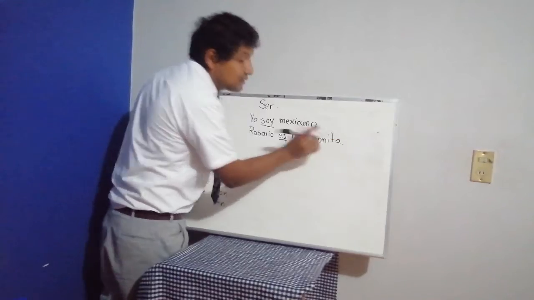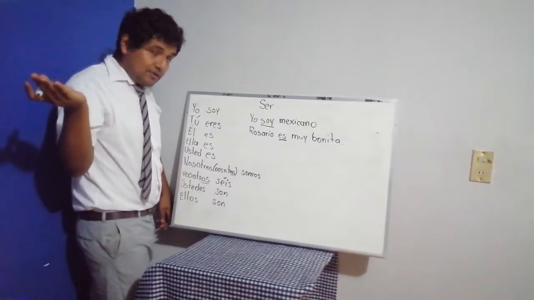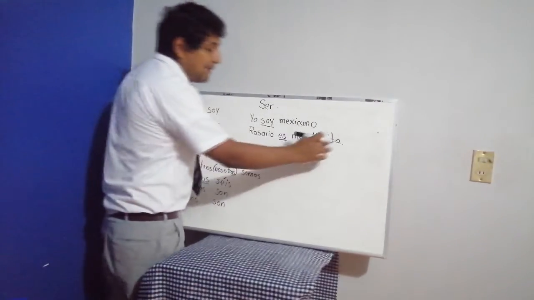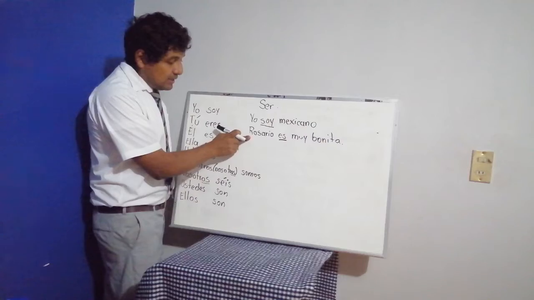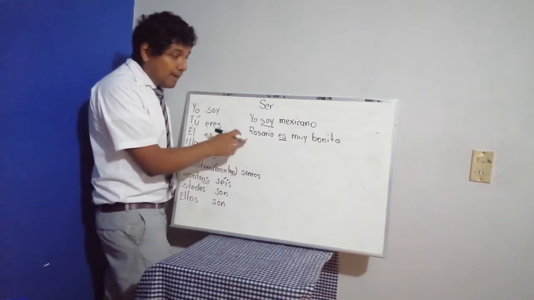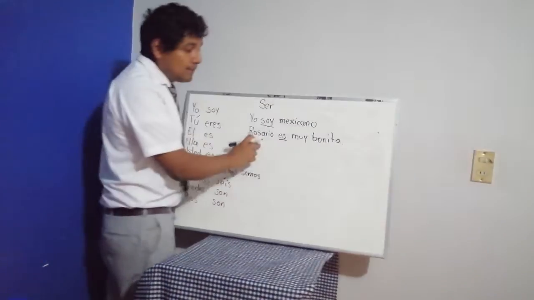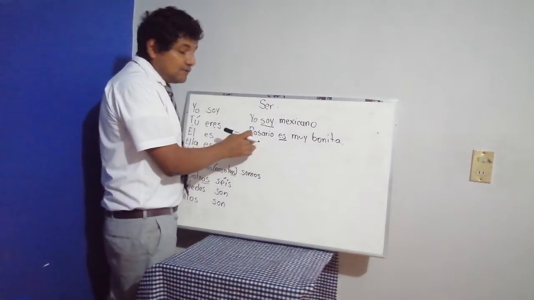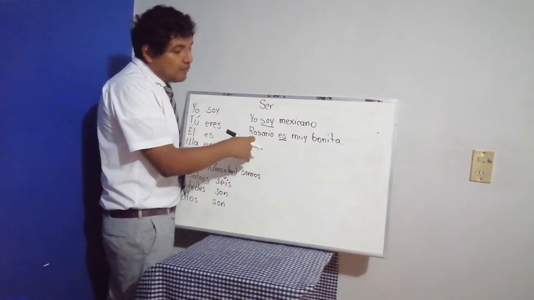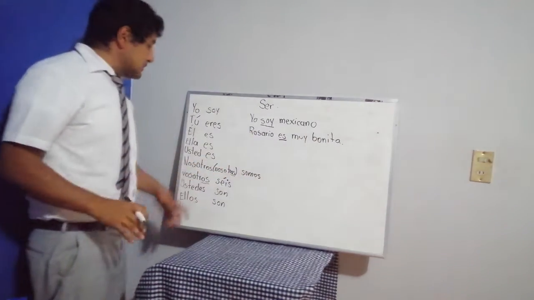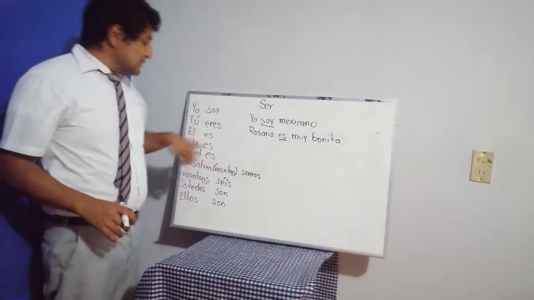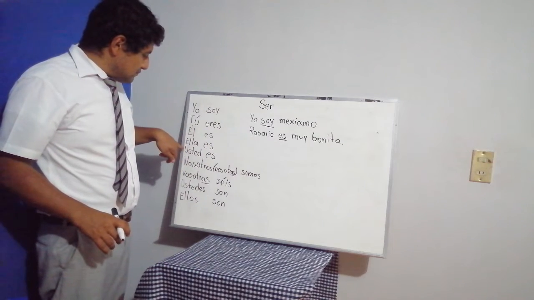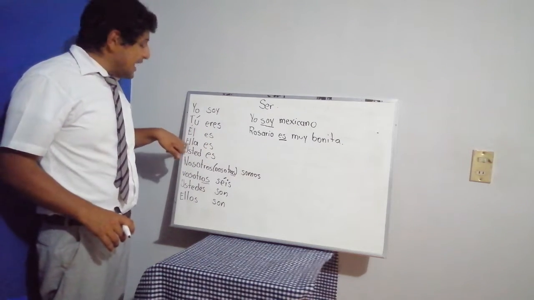Remember, in other videos we are going to check the declension of the adjective. It depends on the gender. Is it feminine or masculine? In this case, because Rosario is feminine, we use bonita. If it were masculine, obviously bonito. In this case, it's bonita. But what subject pronoun is replaced? Rosario. Ella, right?